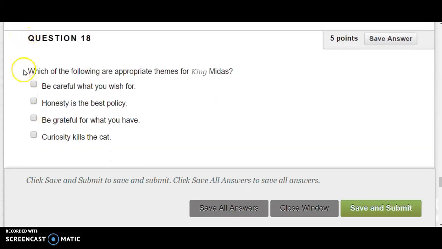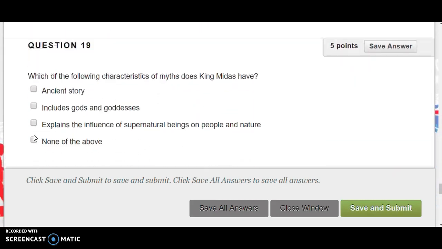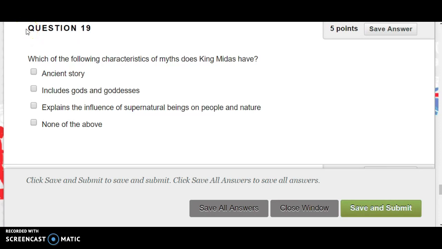Question 18. Which of the following are appropriate themes for King Midas? Be careful what you wish for. Honesty is the best policy. Be grateful for what you have. Curiosity kills the cat. Question 19. Which of the following characteristics of myths does King Midas have? Ancient story, includes gods and goddesses, explains the influence of supernatural beings on people and nature, none of the above.